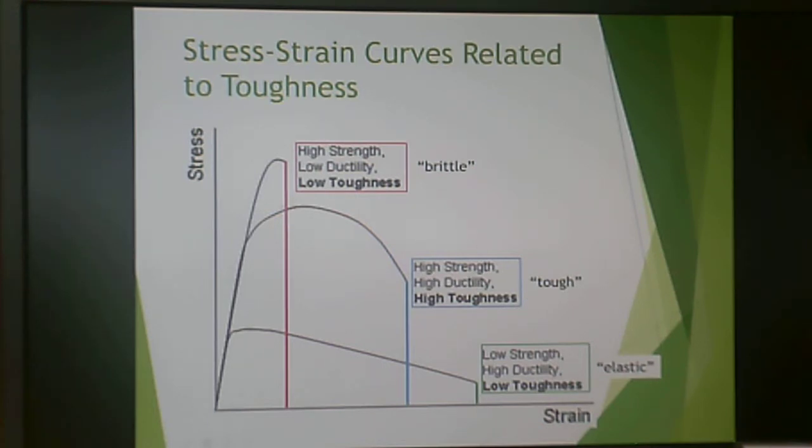Relatively high strength because it gets pretty high on the stress curve, relatively good ductility because it gets pretty far on the strain axis, and high toughness because the area under this curve is large. So once again, these are color-coded for your convenience. Red is brittle, blue is a tough material, and green is an elastic material.